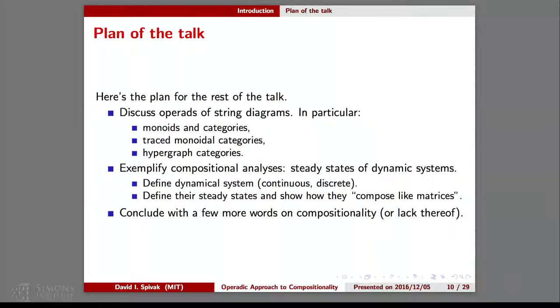So in this talk, I'm going to talk about operads of string diagrams, because for me, composition in my history started with composition in the category. So I'm going to talk about category theory and different what I call doctrines. I haven't found a good name for these things. Some people call them notions of monoidal category. That's what Peter Selinger calls them, because I looked to him to tell me what to call these things. But I'm going to talk about operads for monoids and categories and traced monoidal categories and hypergraph categories, which Brendan will talk about later. And then I'll talk about the steady states of dynamical systems, and finally conclude with a few more words on compositionality, or what happens when you don't have it.